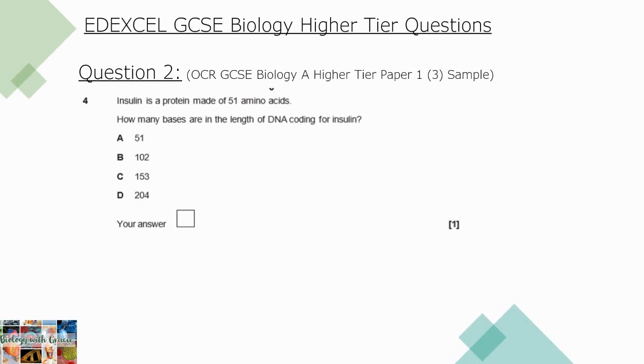Insulin is a protein made of 51 amino acids. How many bases are in the length of DNA coding for insulin? So we know that DNA coding does in fact have a triplet code, so 3 bases code for 1 amino acid. So basically all you need to do is times 51 by 3, and so our answer is going to be 153.